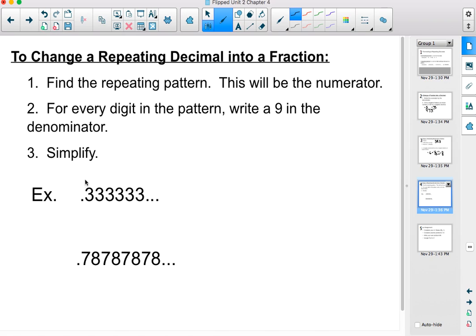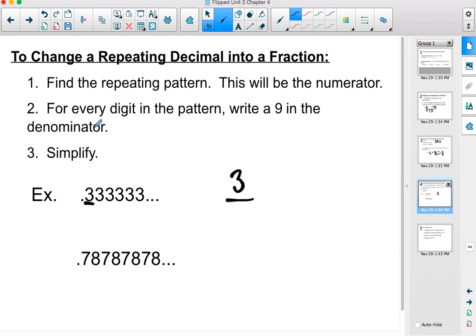So here's our first example. My problem is 0.33333 repeating. The pattern that's going on is that we are repeating this 3 over and over and over again. So step 1 to changing this into a fraction is identifying the pattern. That pattern is a 3, and that 3 becomes my numerator.